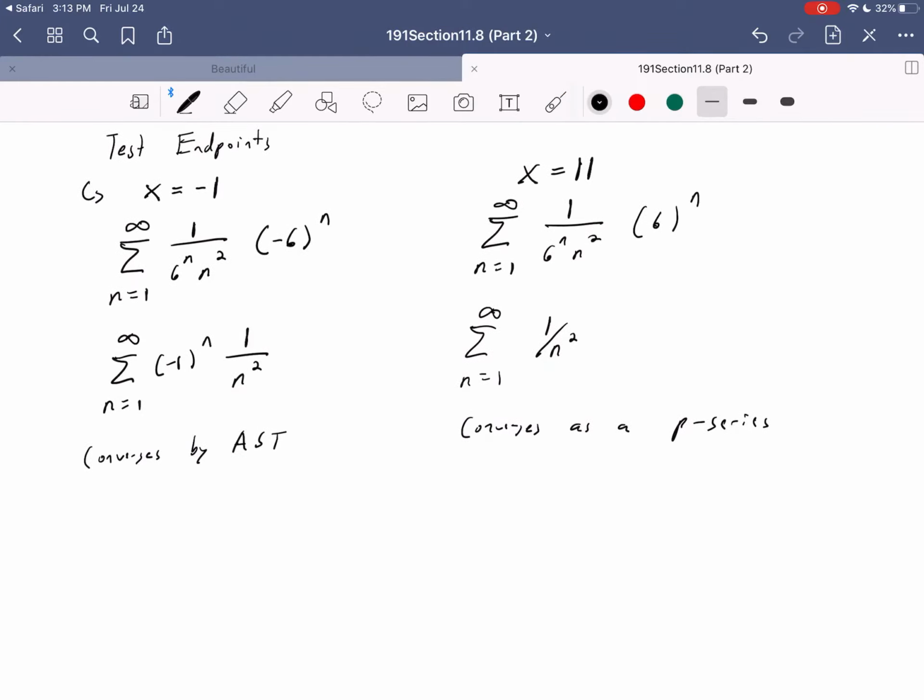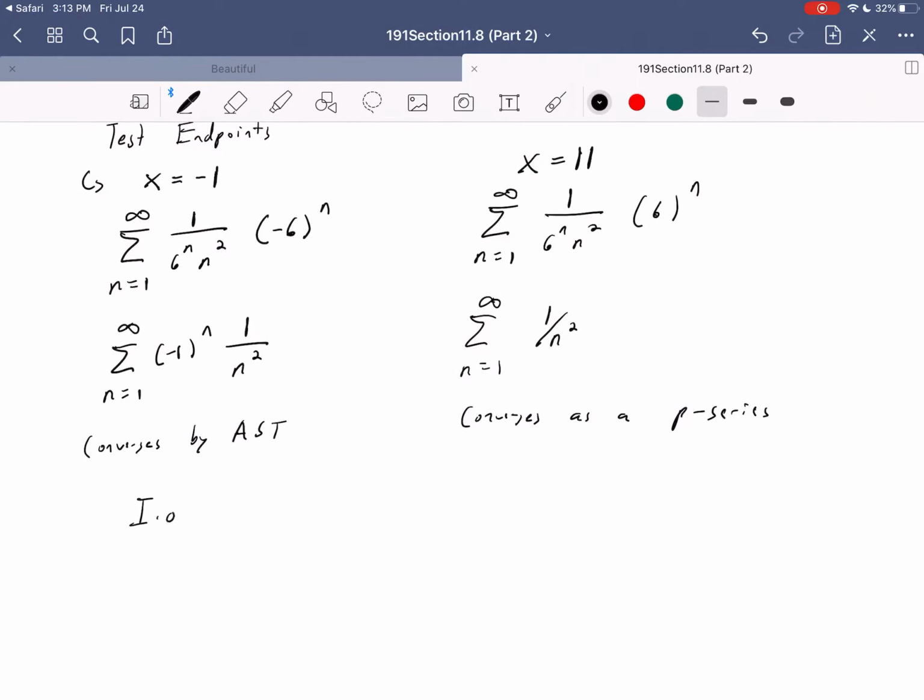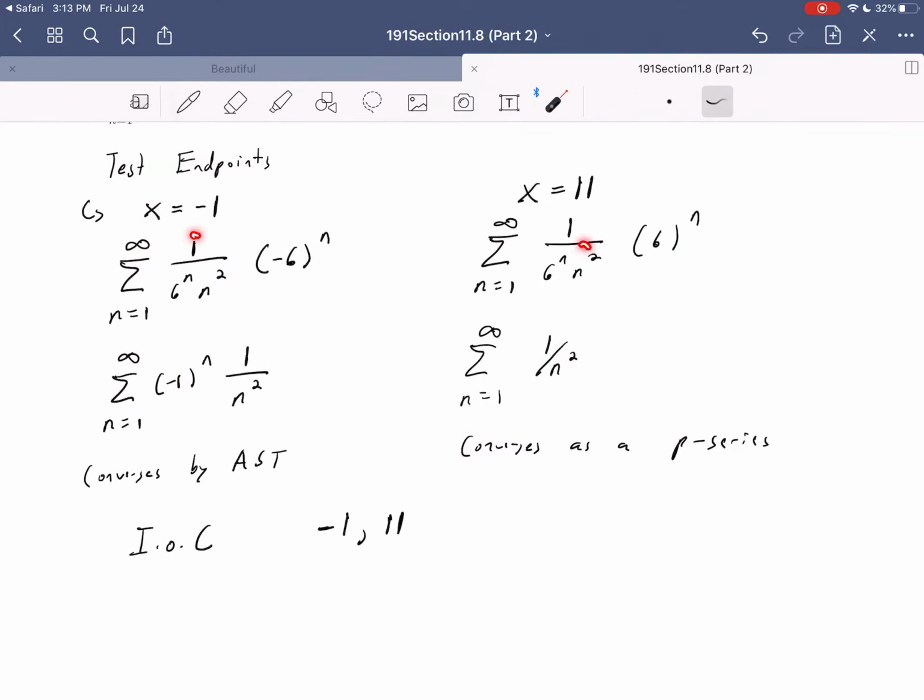So what does that tell us for our interval of convergence? Well, our interval of convergence was from -1 to 11, but we just figured out that it does converge at each endpoint. So we can put hard brackets on both of those. So our interval of convergence here is -1 to 11, including both -1 and 11 there. So there we go.